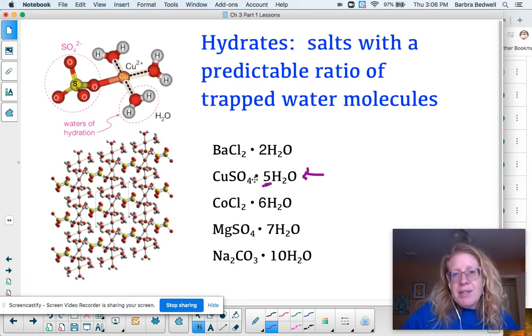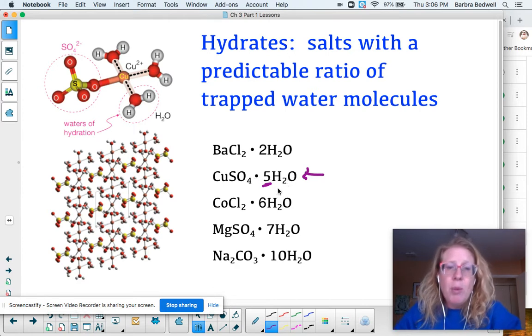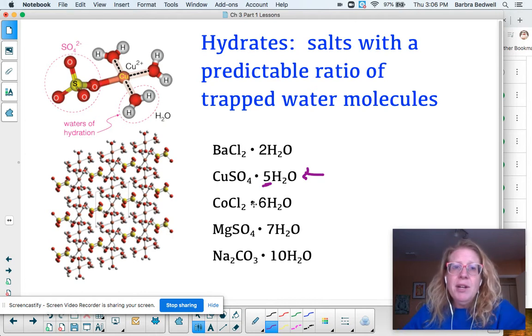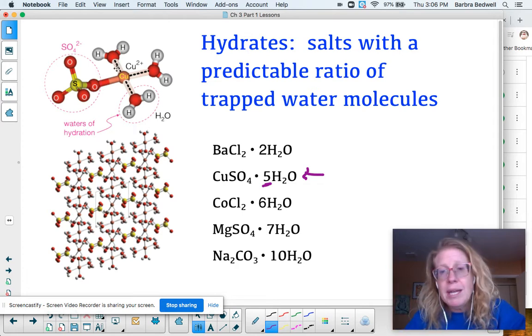Notice how they write it. There's a dot in the middle, a bullet. Then we put a coefficient in, and then the H2O to tell how many water molecules there are. The dot here indicates that they are loosely attracted. See how there's that dashed line in there? They're not permanently bonded in there, and they're pretty easy to drive off.